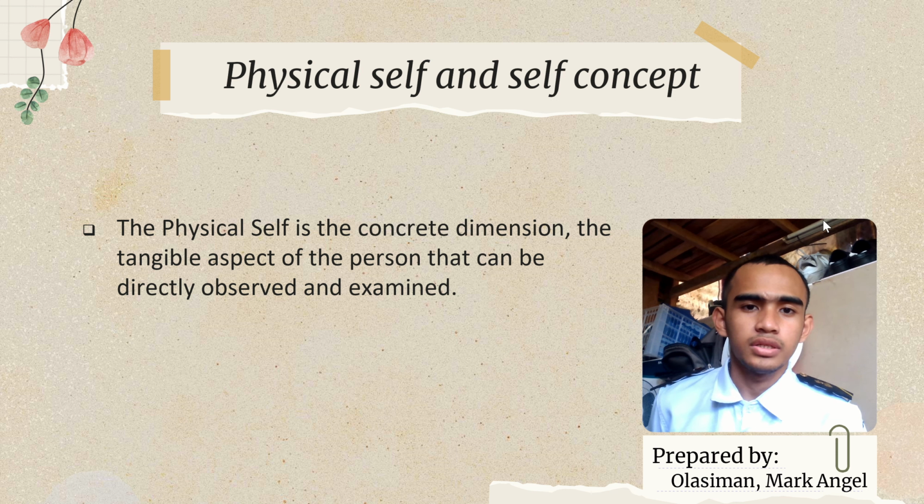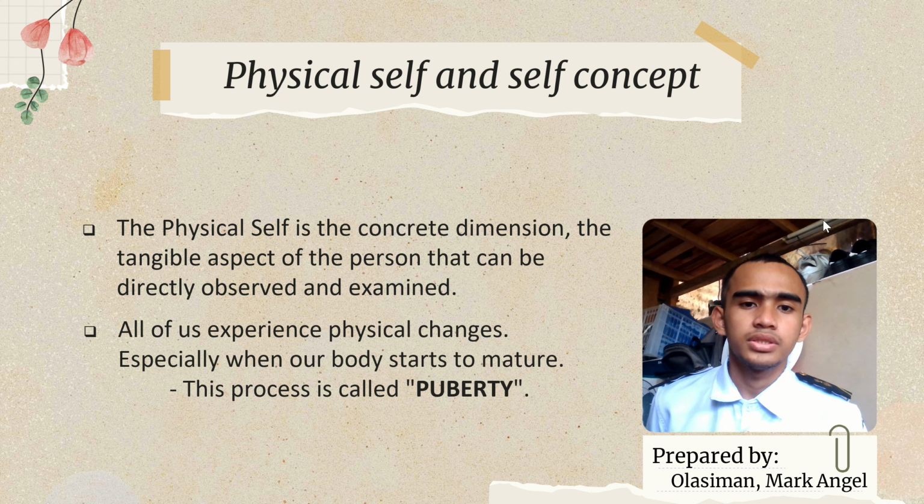What is physical self? Physical self is the concrete dimension of the tangible aspect of the person that can be directly observed and examined. All of us have our own unique physical appearance or physical characteristics. Different hair colors, skin tones, body figures, height, weight, and etc. All of us experience physical changes, especially when our body starts to mature. This process is called puberty.